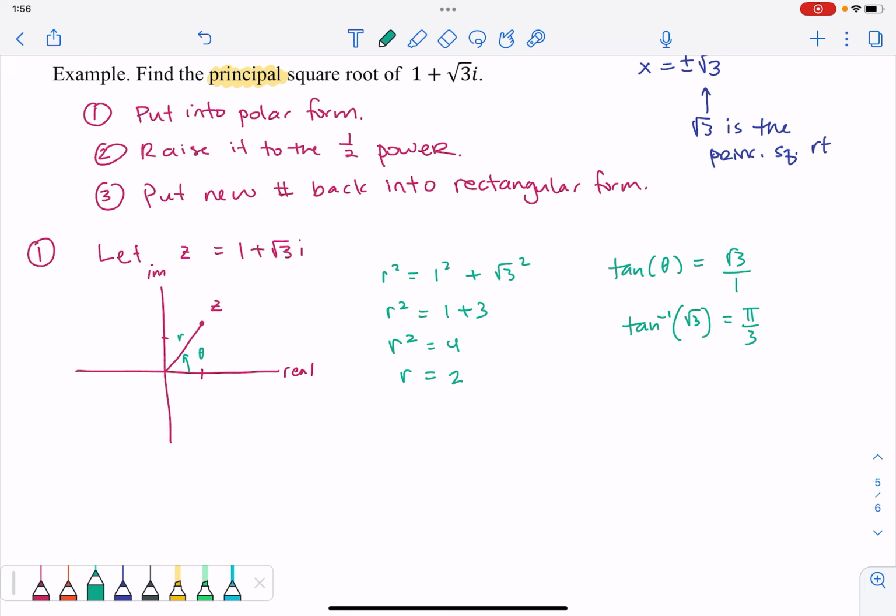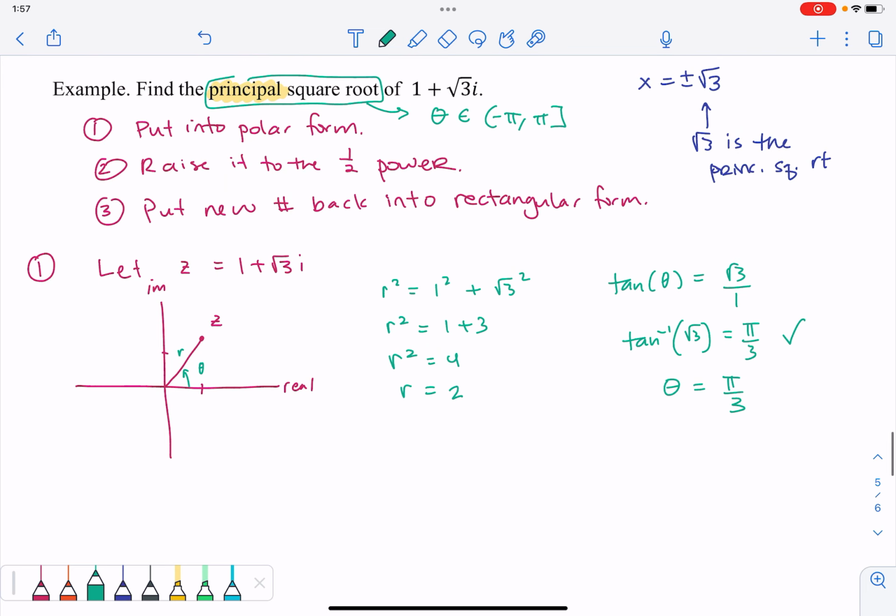Well, for the principal square root, so now we finally get back to this, theta needs to be in the set negative pi to pi. So we just check, is pi over 3 between negative pi and pi? Yes, so we get to keep that. So here we say theta is pi over 3. If it's asking for the principal square root, you just go, I must use the angle theta, so we don't want to use the one where I'd be going backwards, its coterminal angle. Okay, so good. If it asks for any square root, then you could pick any angle.